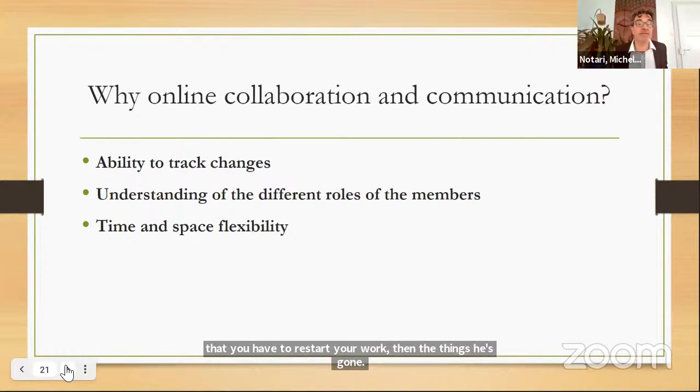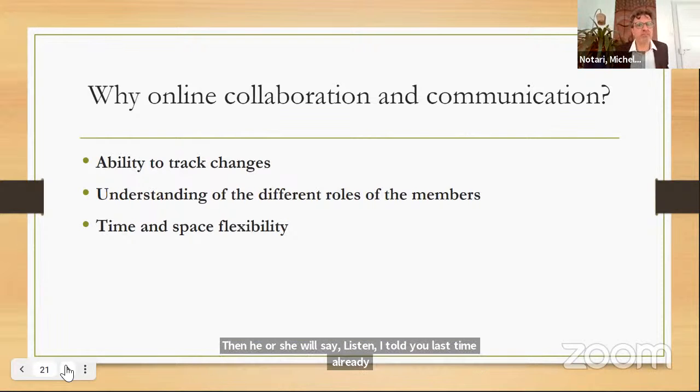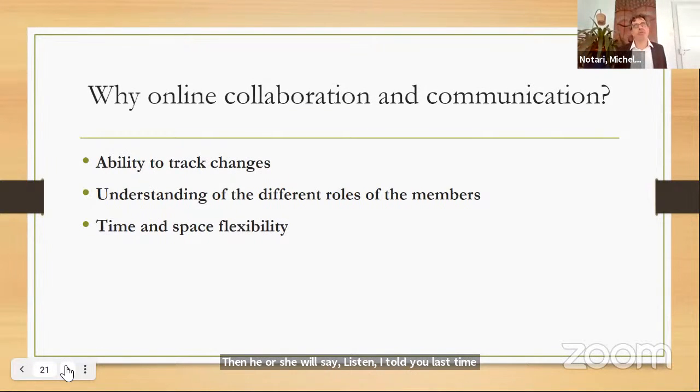And on the next discussion you have with your tutor, then he or she will say, listen, I told you last time already, why didn't you adapt? This theory doesn't match what you want to say. And then you're frustrated. Having this sort of online collaboration or communication using a chat, whatever, or here like that, video conferences, or just a phone call, you can record it as we do now.